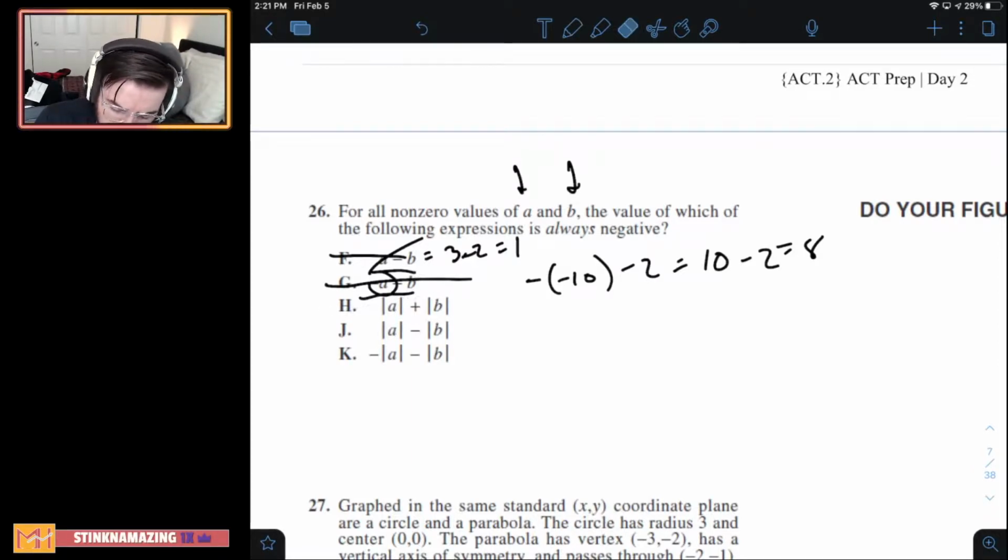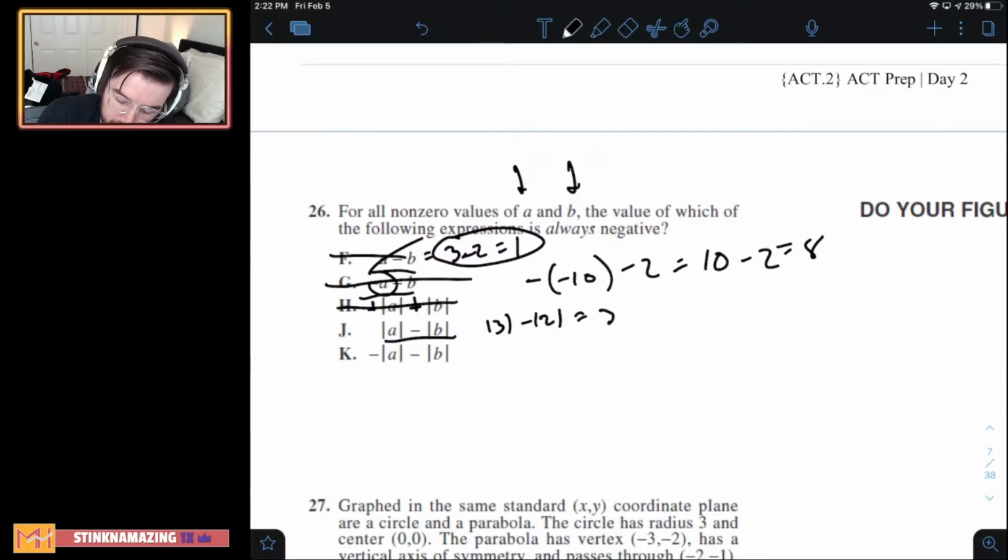Now, you might be like, well, Mr. Skews, aren't we taking the absolute value of all these other ones? Well, this is positive and positive. A positive absolute value is going to result in more positives. But what about this? We get the same situation. If I take the absolute value of 3 and the absolute value of 2, I'm still going to get 3 minus 2. So that one's out.